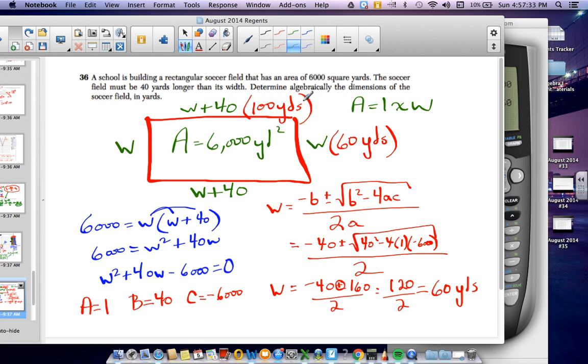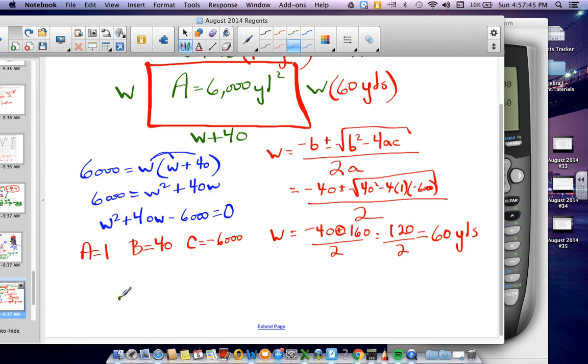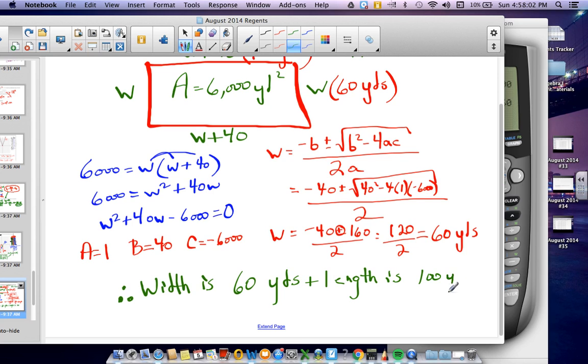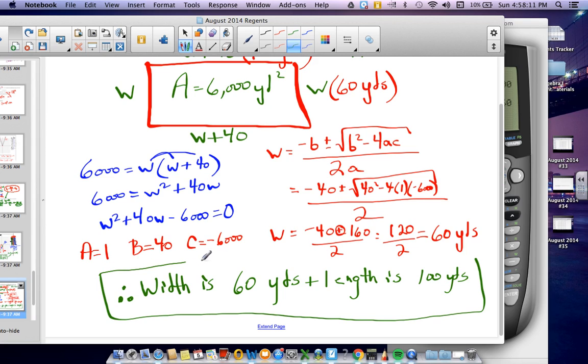And algebraically, we showed our work. We didn't just do a guess and check. The word algebraically, they want to see what we did down here. They want to see the work. We found the dimensions. We could say, just to state it a little bit more clearly, therefore, the width of the field is 60 yards, and the length is 100 yards. You could also check there. Obviously, they have a difference of 40, and the area would be correctly 6,000 square yards. 60 times 100 is 6,000.